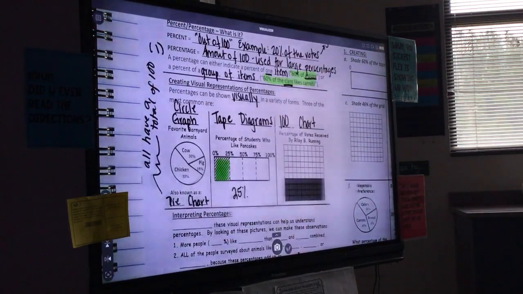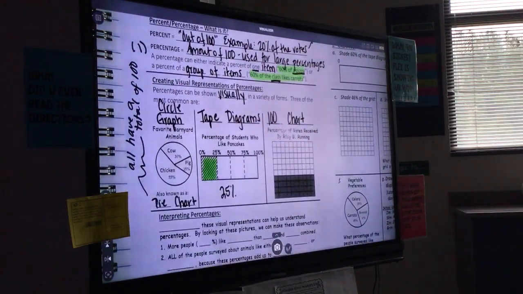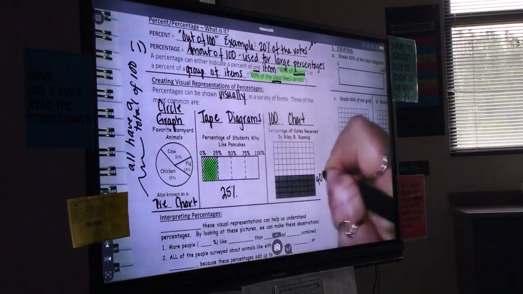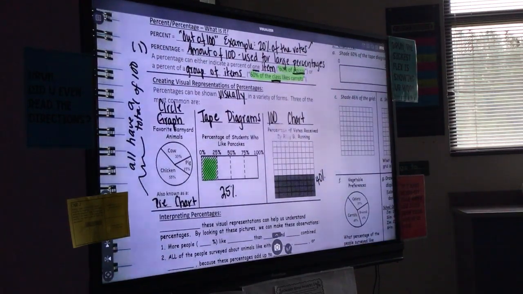All right, what about our 100 chart? What is the percentage of our 100 chart right here? Sam, 40%. How do you know? Because 4 rows are shaded, and on a 100 chart, it's 10 by 10. Yes. So 4 rows are shaded in, and each one of those rows has 10.